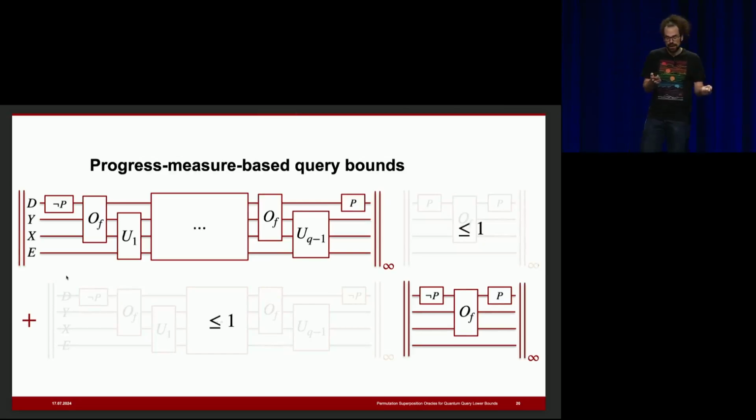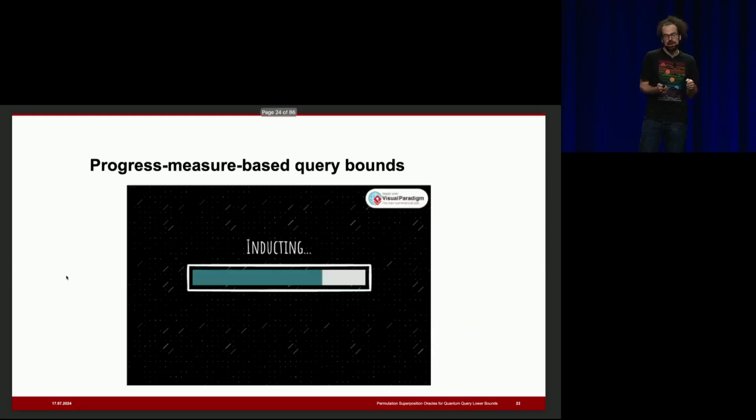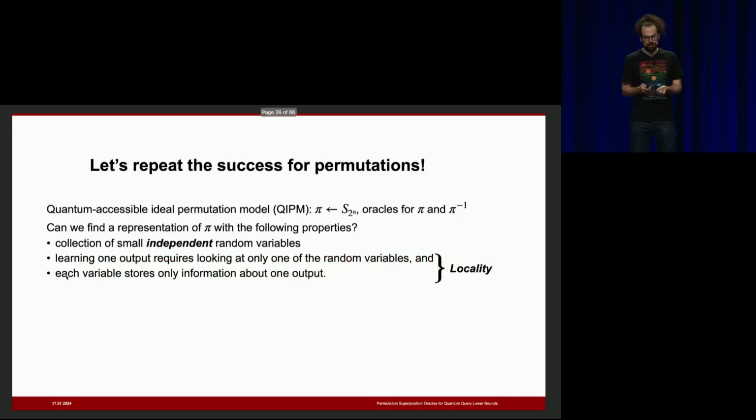And voila, we have isolated the progress that the algorithm has made using its last query. And by induction, we now obtain a query bound. The reason I showed you this is because this is exactly what we would like to generalize to the random permutation setting now. So let me now describe the challenges in the random permutation setting.